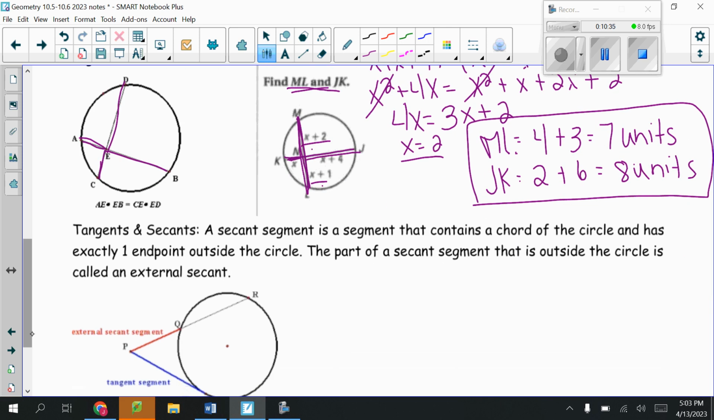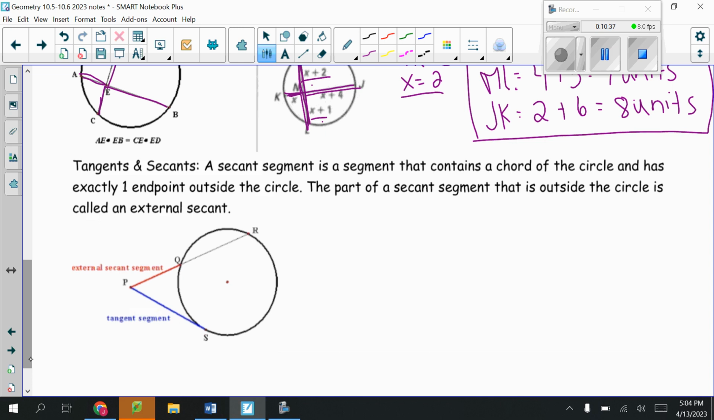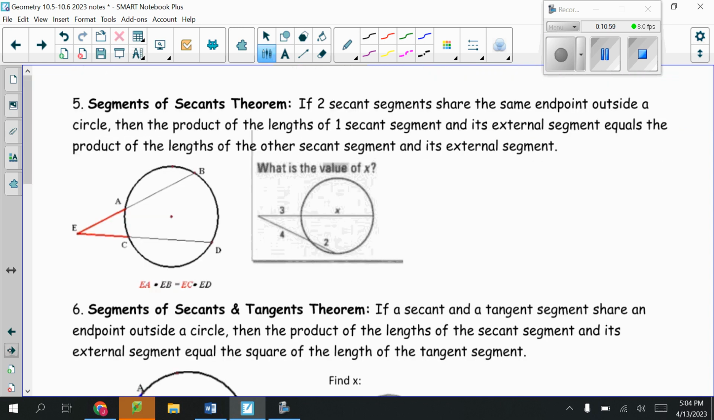So now we're going to look at tangents and secants. So this tells me that a secant segment is a segment that contains a chord of the circle and has exactly one endpoint outside the circle. So in this picture, this right here is my secant. The part of a secant that is outside is called the external secant segment. So this is my external secant segment. And then in this picture, I also have a tangent. So let's go to the next page and look at the theorem on those.